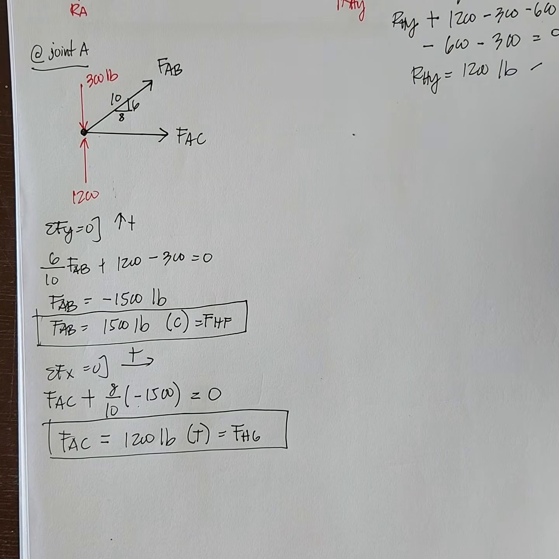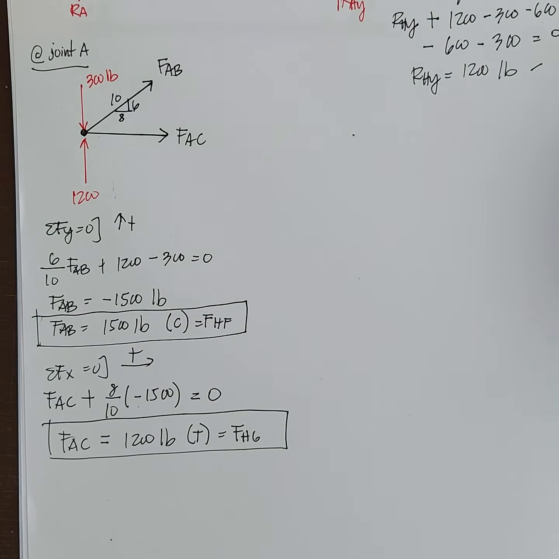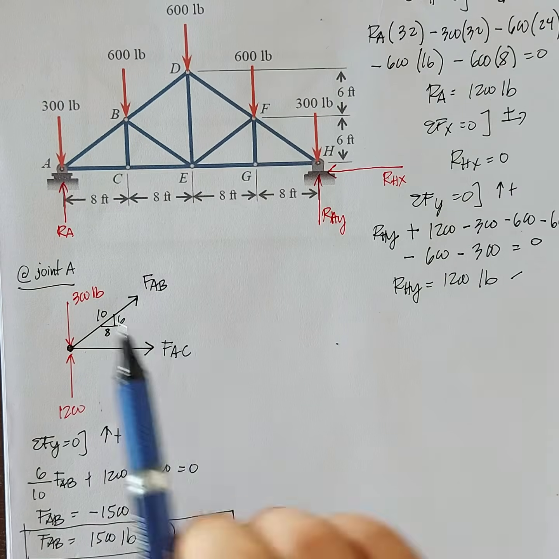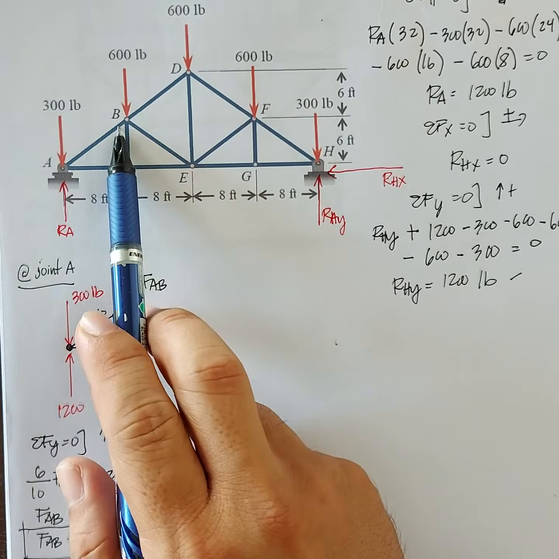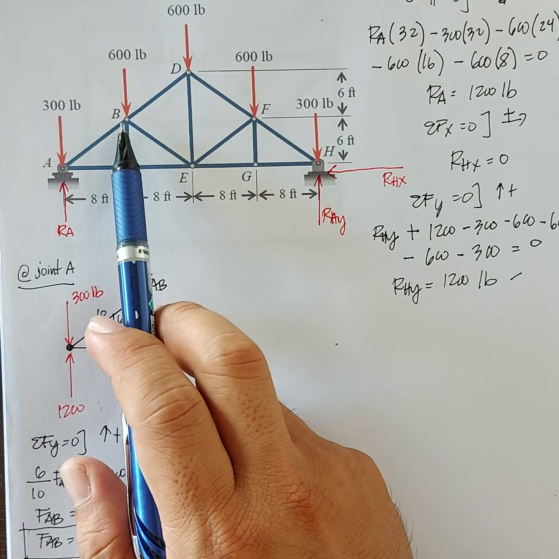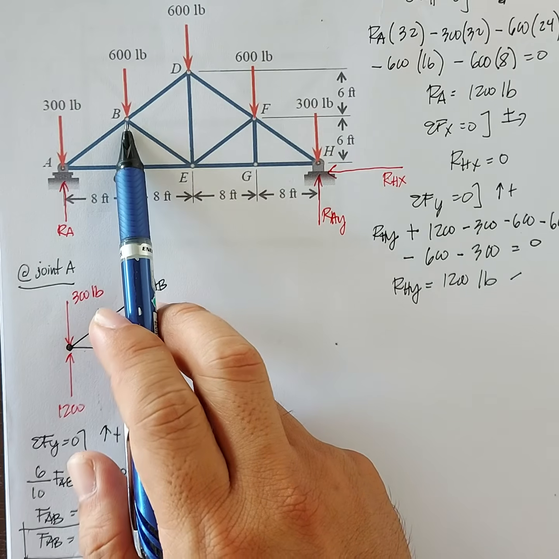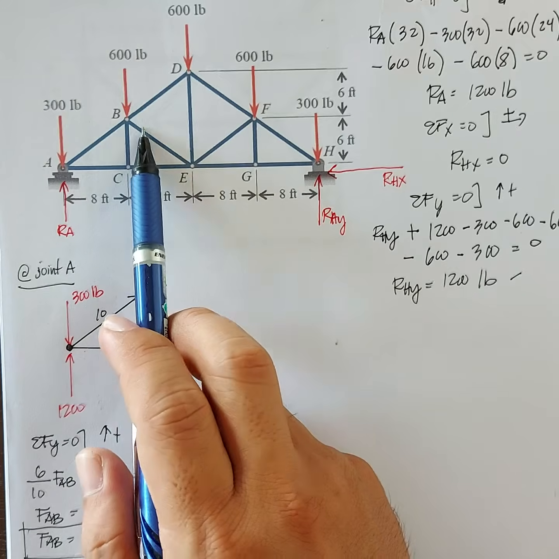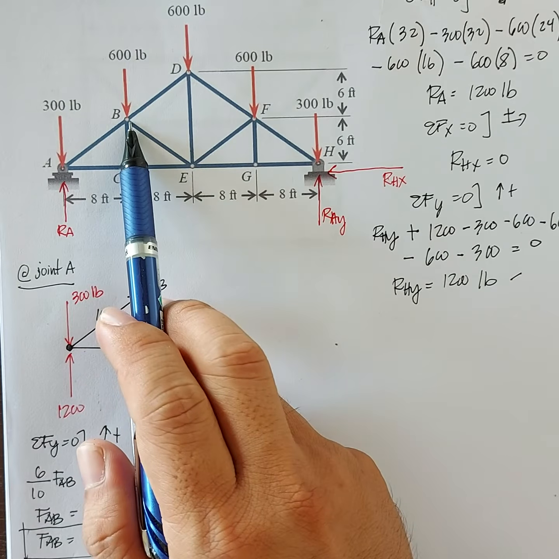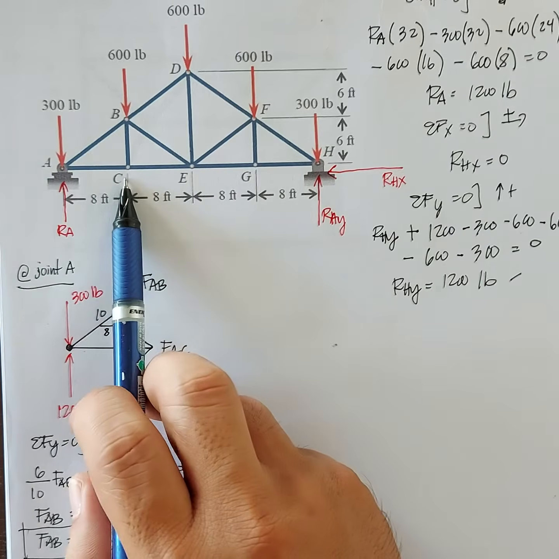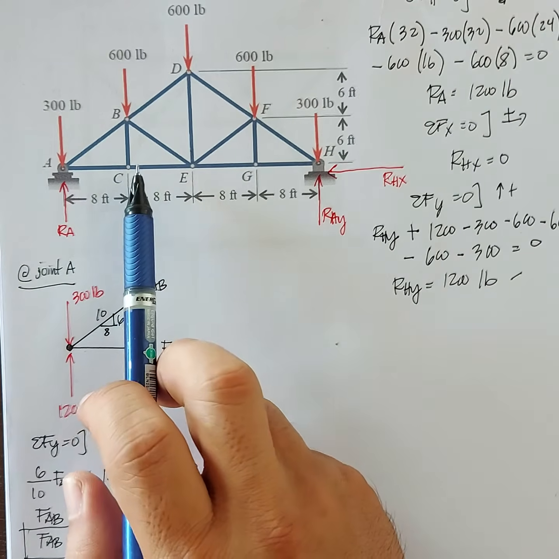So, next, saan yung next na joint natin? Where is the next joint to analyze? So, look at the truss again. We already know FAB and FAC. If we proceed to joint B, alam na natin ito. Kaya lang, we do not know yet. Ito, tatlo pa yung hindi natin alam at joint B. So, hindi pwedeng mag-proceed tayo sa joint B. So, we should proceed at joint C kasi dalawa na lang natira.